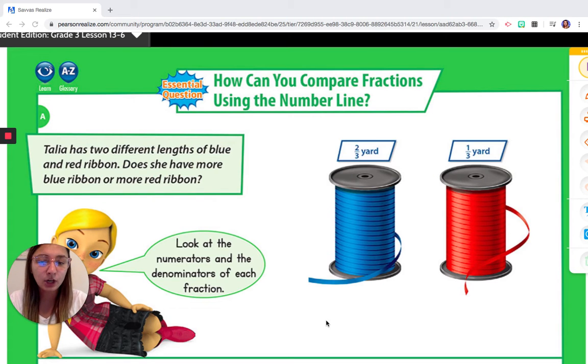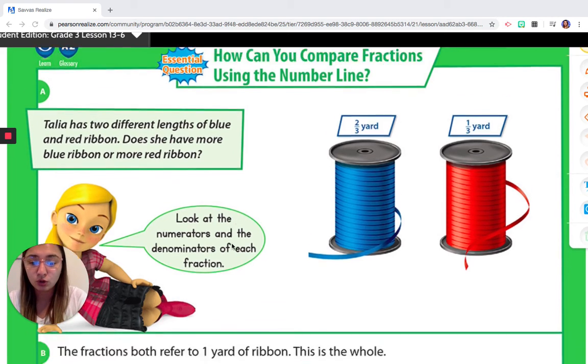So again, today we are going to be starting off with the essential question, and that is, how can you compare fractions using a number line? So it says that Talia has two different lengths of blue and red ribbon. Does she have more blue ribbon or more red ribbon? So we're going to look at the numerators and we're going to look at the denominators of each fraction. So here it says that the blue ribbon, we have 2/3 of a yard, and the red ribbon, we have 1/3 of a yard. So which one is bigger? Which one has more ribbon?